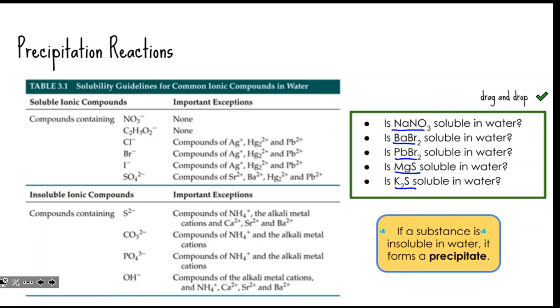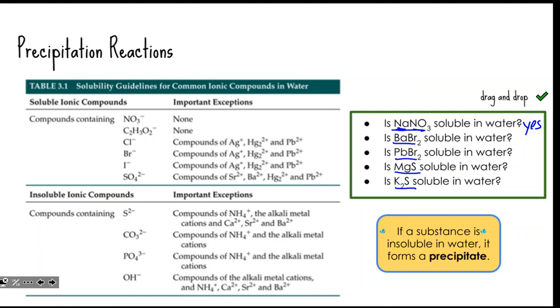Sodium nitrate, soluble in water or not? What say you? Yes, definitely. We're going to go with yes here. Two reasons. It has nitrate, always soluble, and it has an alkali metal, always soluble. Both make that always soluble. Barium bromide.